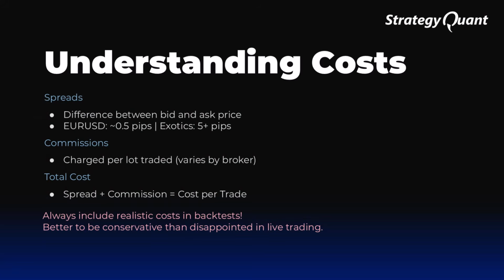What is a spread? A spread is the difference between the buy and sell price. For major currency pairs such as Euro-USD, it's usually around half a pip to 1 pip. For exotic pairs, it can be 5 pips or more. In addition, there's a commission, a fee for each traded lot, which varies by broker. So the total trading cost equals the spread plus the commission. These costs should always be included in your backtests. It's better to be realistic and conservative than disappointed later in live trading.